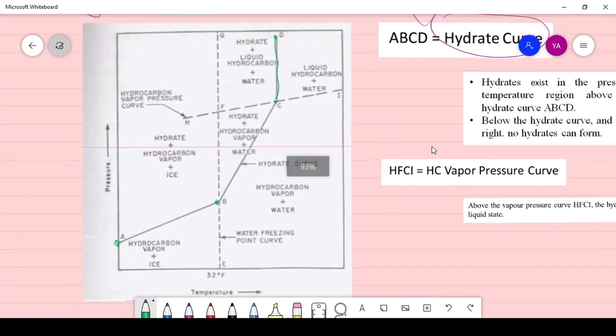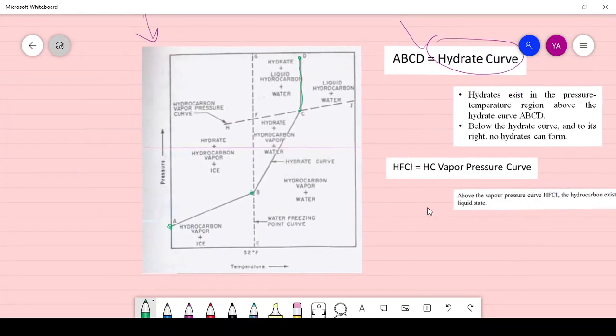Hydrate will exist in the pressure-temperature region above the hydrate curve ABCD. This means this is the region where hydrate will form, and below that no hydrate will form. So this is the region where there will be no hydrate.